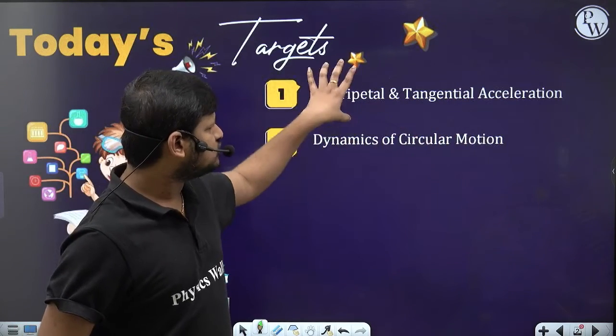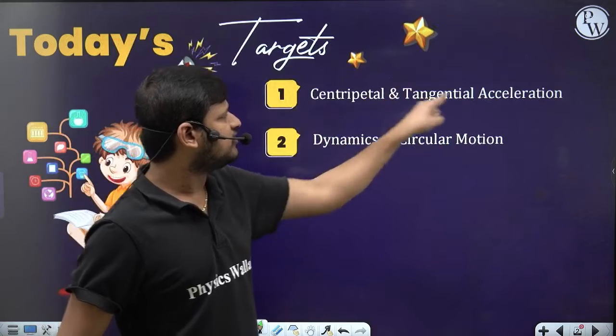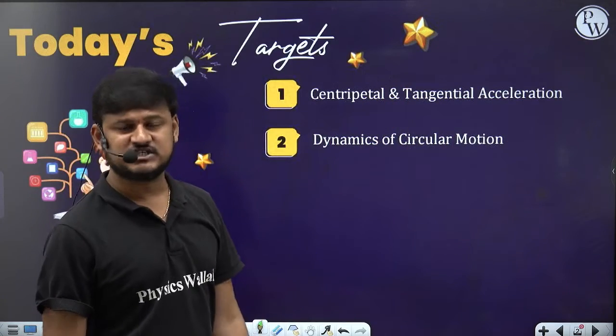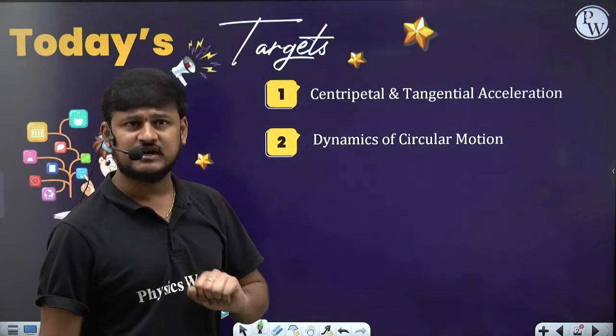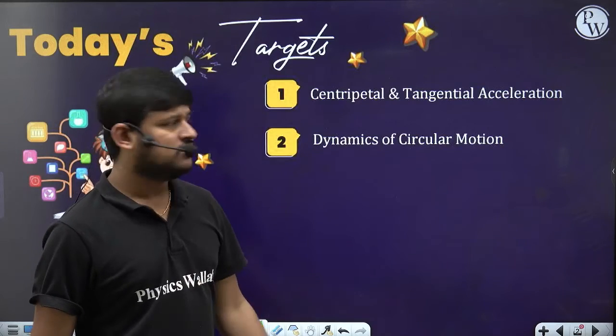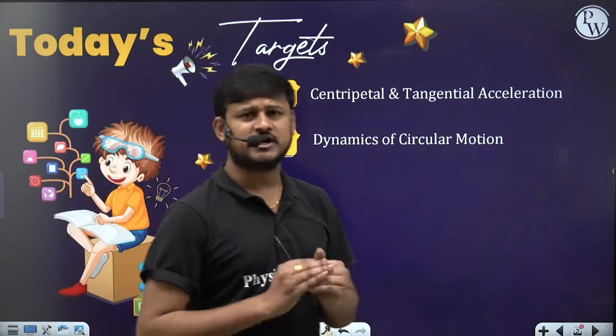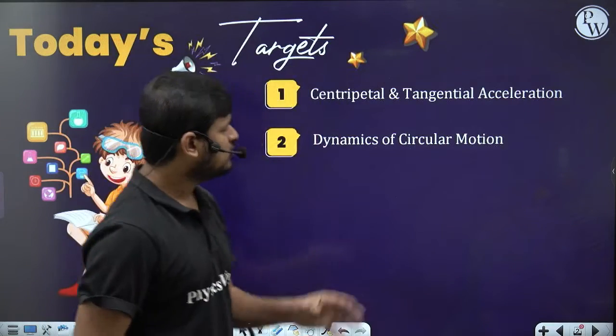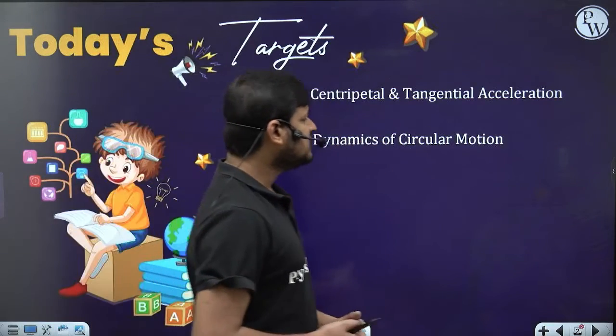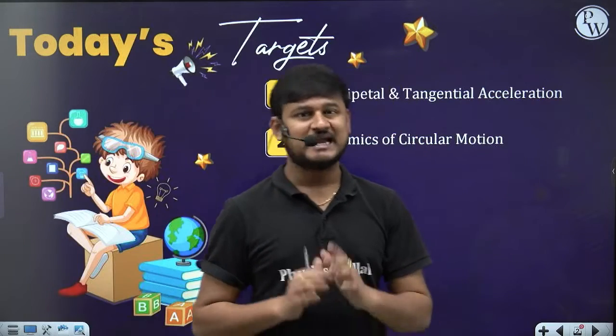But before that, mostly today's topic, 70 to 80% of the topic will be centripetal and tangential acceleration. We'll understand it in detail. Then we'll go for the introduction of dynamics of circular motion in the next class, that is tomorrow, Sunday. Also I am uploading the class tomorrow, where we are going to discuss the dynamics of circular motion in detail.